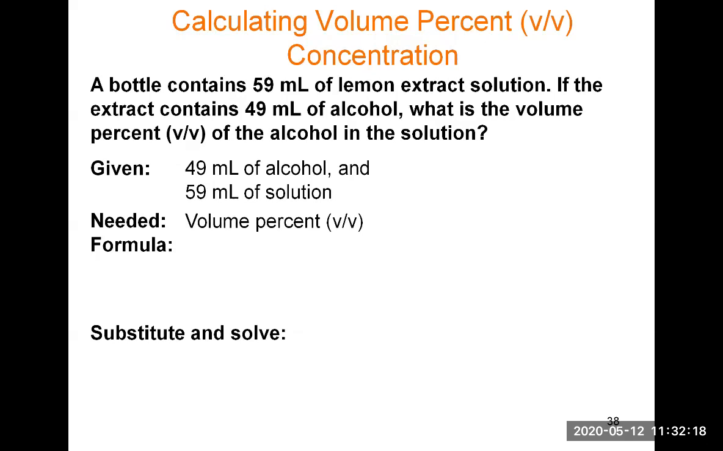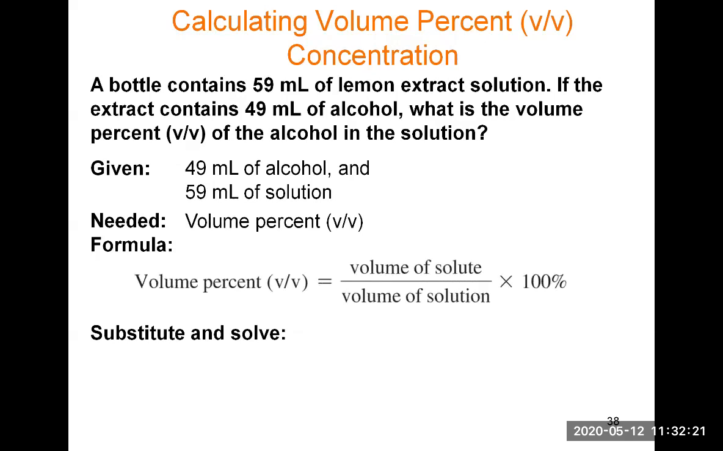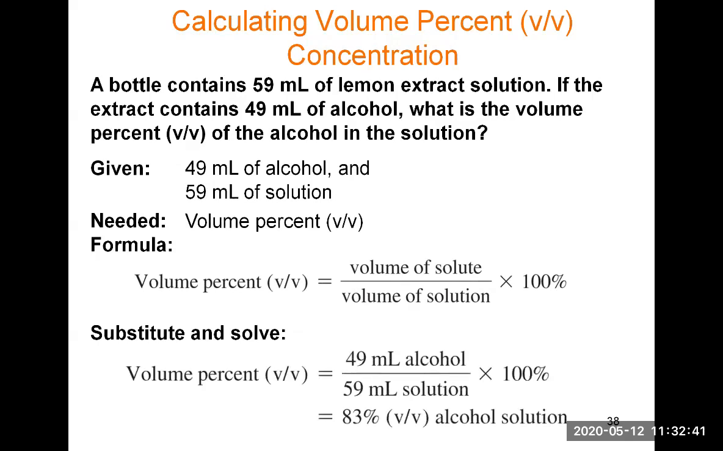So we need the volume percent formula that says you need the volume of solute over the volume of solution times 100. So it's just plugging in the values into this formula because both volumes are given with the same unit. So if you plug in the values, you have 49 milliliters of alcohol, that's our solute, over 59 milliliters of solution, that's our lemon extract, times 100.